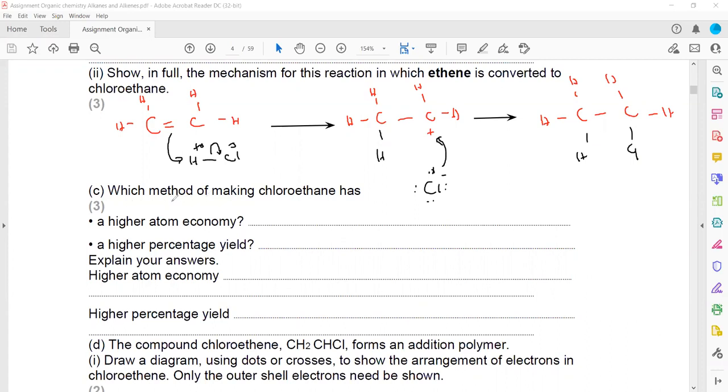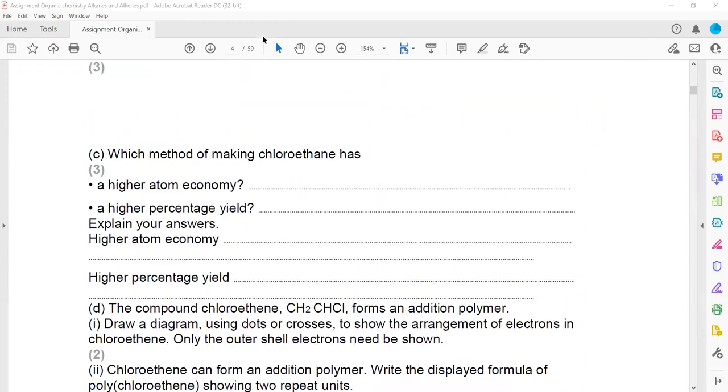The next question: which method of making chloroethane has a higher atom economy? Atom economy depends on the desired product. If we write the equation, ethane plus chlorine results in the formation of chloroethane plus hydrogen chloride.